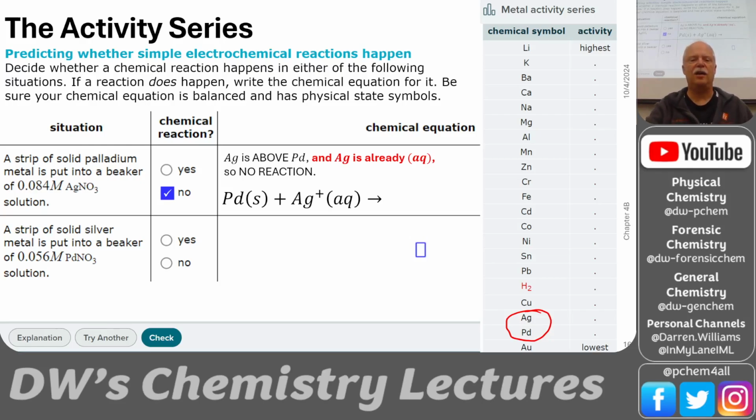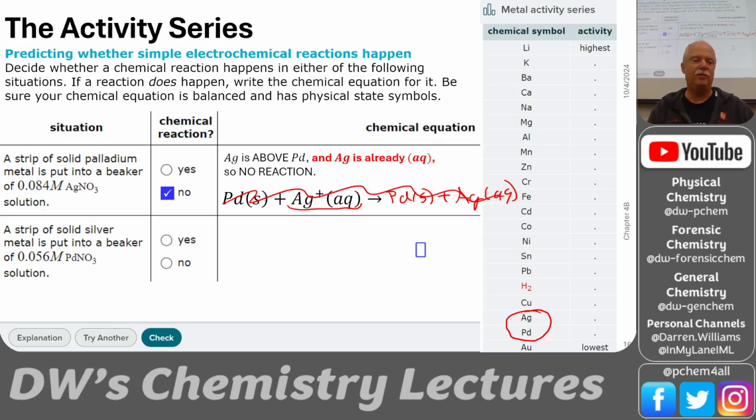So we just check no. We don't have to write anything as far as a chemical reaction. I started this reaction here just to show you that it's silver cation, already aqueous, and that's what we would end up with. It would be palladium solid plus Ag aqueous, because silver wants to be aqueous, and that's going to force palladium to be solid, but they're already in that situation, so nothing happens in this reaction. You just click no and don't put anything.